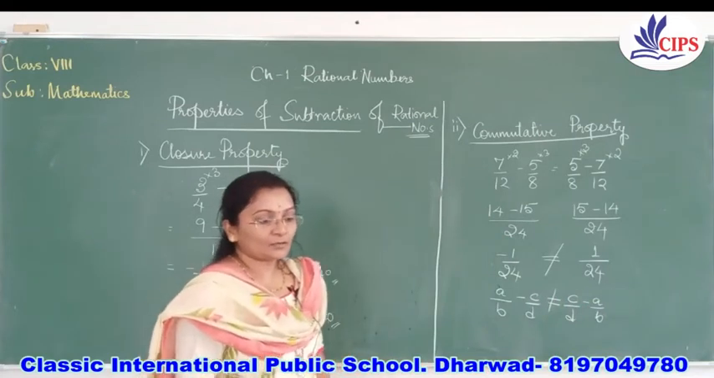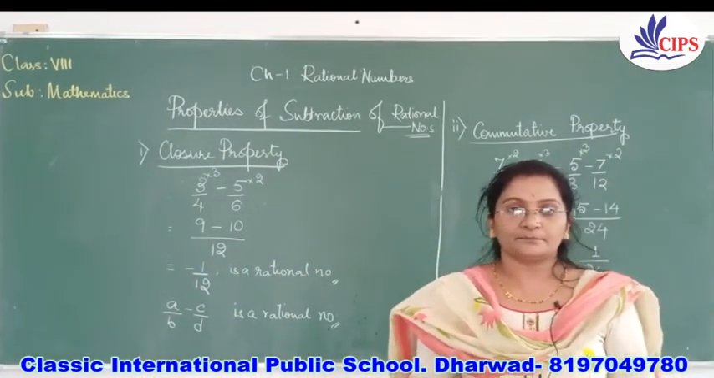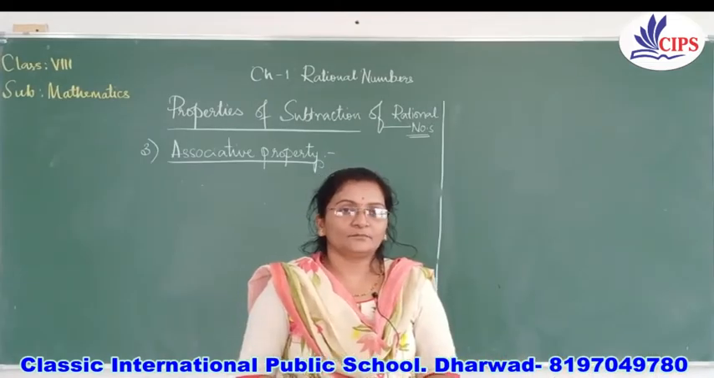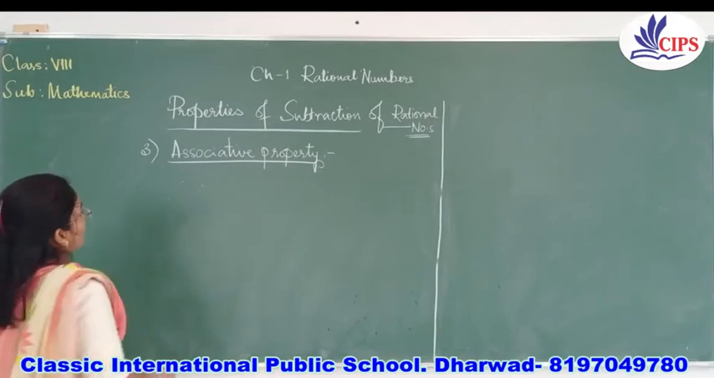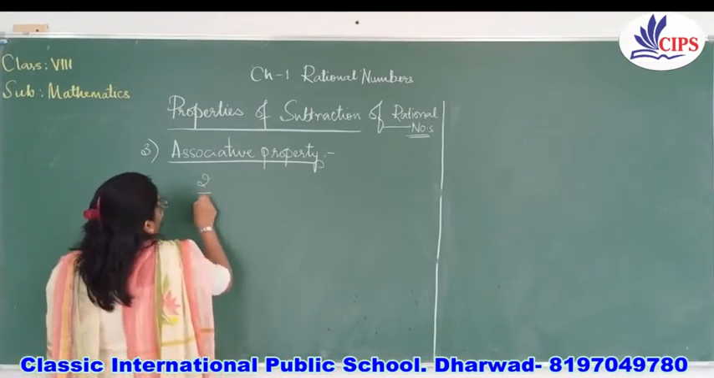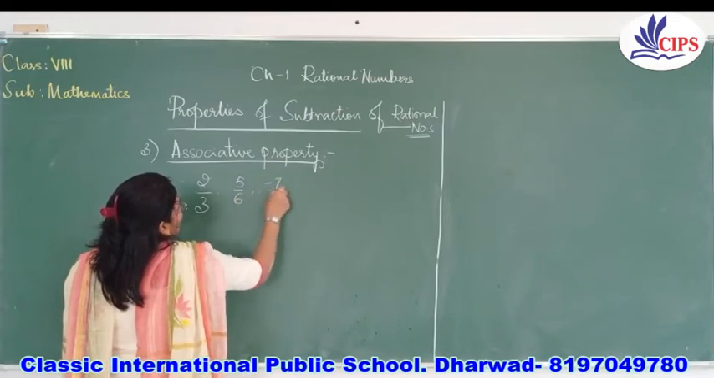Understood? Okay, we'll go to the next property, that is associative property. Let's start with the third property, that is associative property. So here we'll take three numbers, 2 by 3, 5 by 6 and 7 by minus 7 by 12.